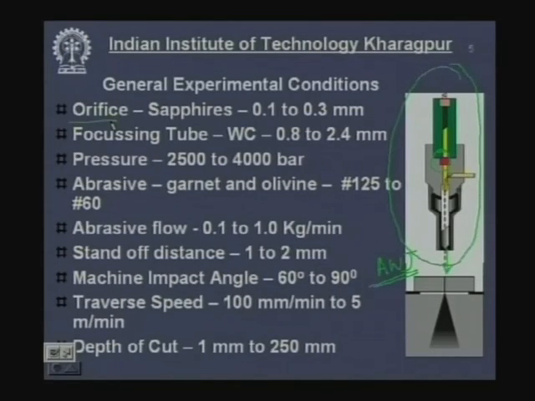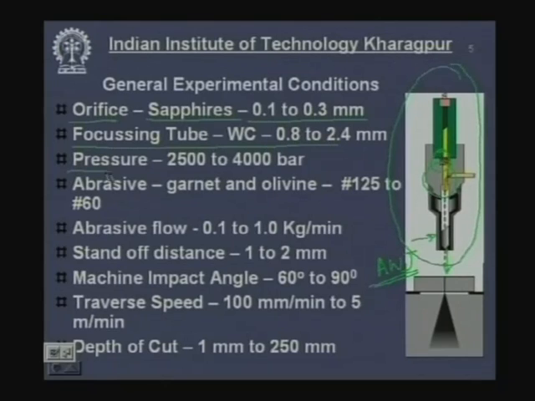This orifice is made up of sapphire. Its diameter is around 0.1 to 0.3 millimeter. So, it is submillimetric. In that, the high pressure water is generated. After that, we have a mixing chamber. We will describe this one in future slides, and you have a focusing tube. Within the focusing tube, the abrasives are added. So, this is my focusing tube. The inner diameter of the focusing tube is around 0.8 to 2.4 millimeter.